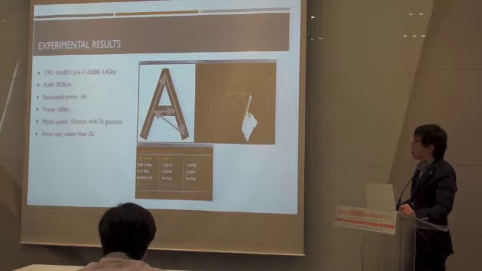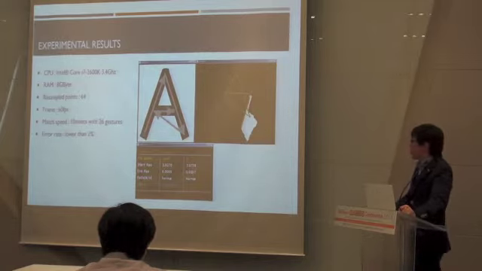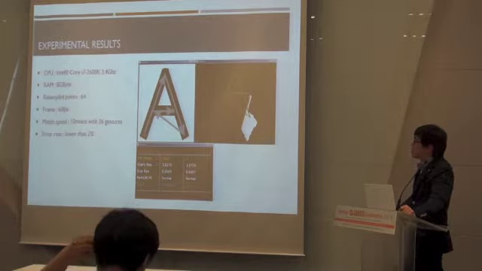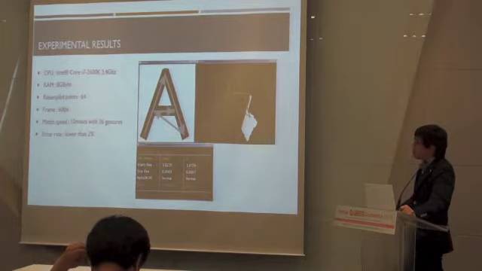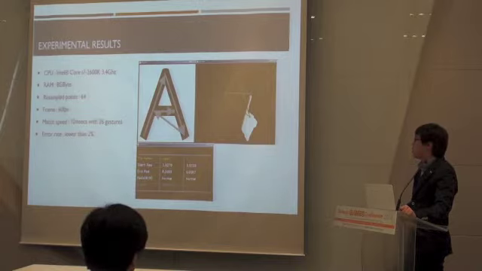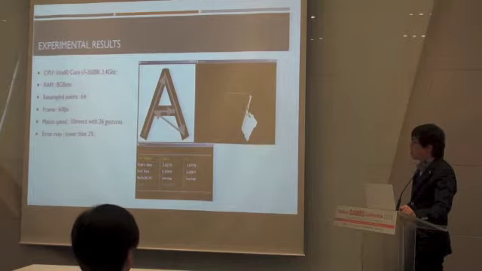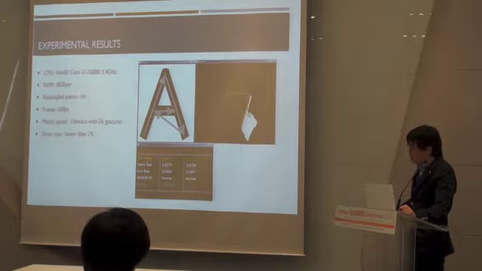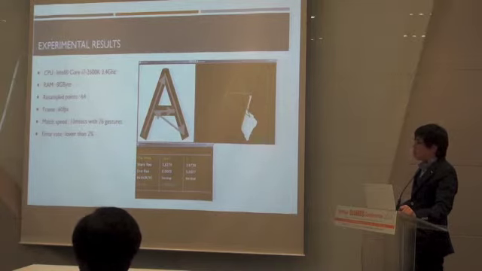I used an Intel i7 CPU, and RAM is 8 gigabytes. The sample point count is 64, and it runs in real time at 60 frames, 60 FPS. The match speed is only 10 milliseconds with 26 gestures, which are the English alphabet patterns. The error rate is lower than 2%, which I tested by trying all 26 gestures 5 times.